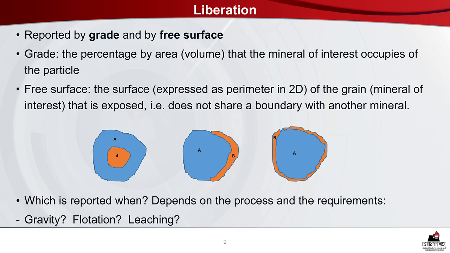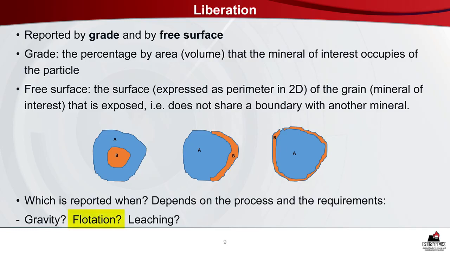If you look at these three particles, they are all made of two grains, grain A and grain B, or mineral A and mineral B. From a mass or a grade perspective, all three of these particles have the same state of liberation. They all have 25% mineral B, 75% mineral A. And that type of liberation is enough if you're doing a gravity process. Those three particles have the same size, they'll have the same composition, and they'll have the same density. So they should go to the same place in the gravity process.